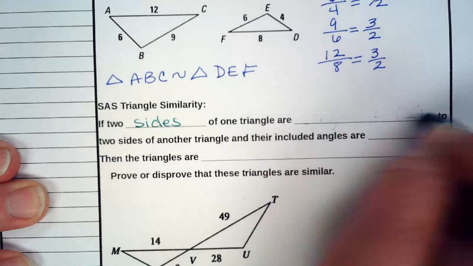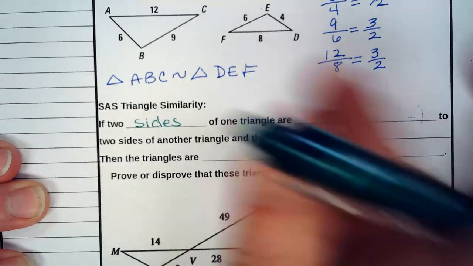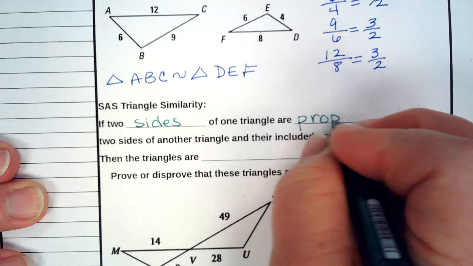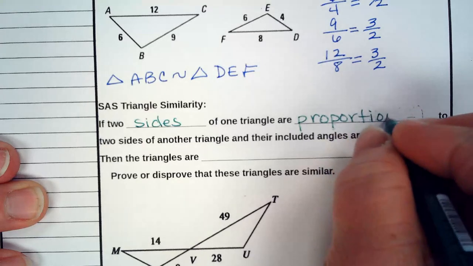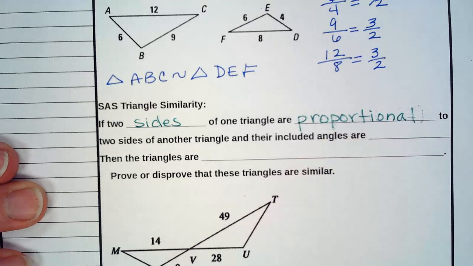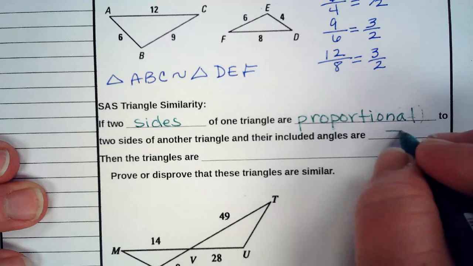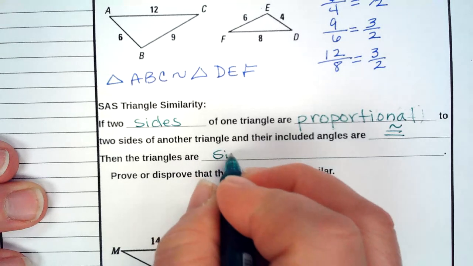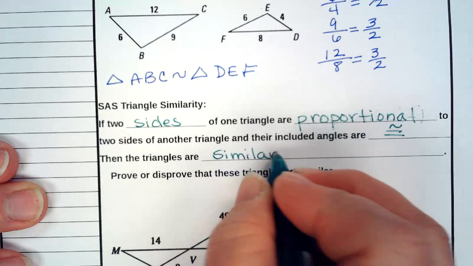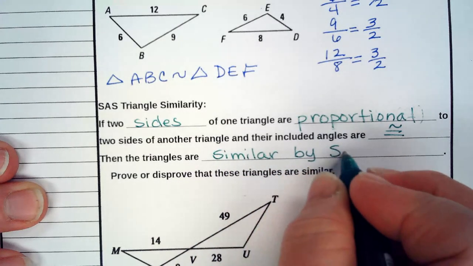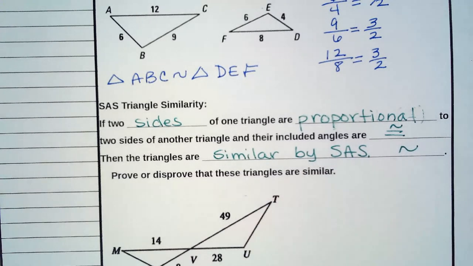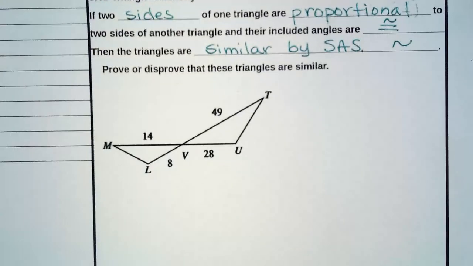Oh my goodness. Are proportional to two sides of another triangle, and their included angles are congruent. There's where the congruent comes in. Then the triangles are similar by side-angle-side. Your similarity is that sideways S.